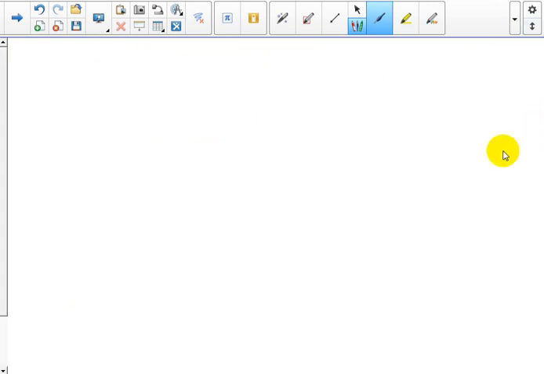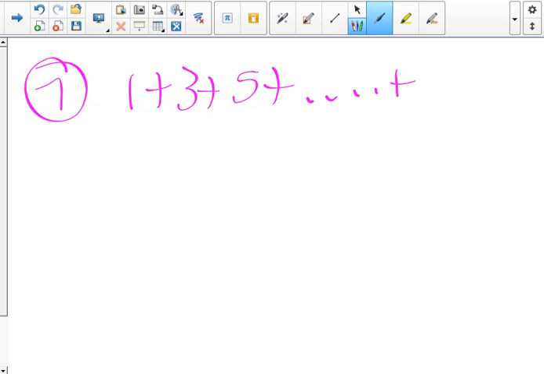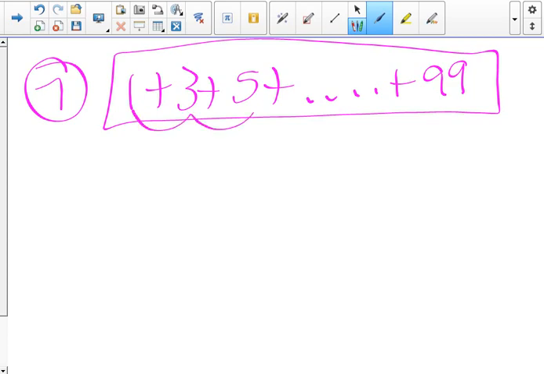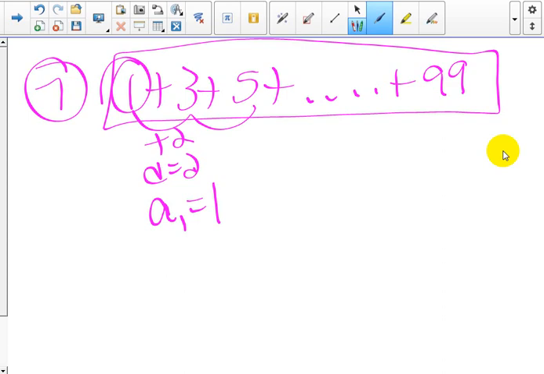So if we look at number 7 together and work the first one together, they've started it for us. It says find the sum of each finite arithmetic series. On number 7, they give us 1 plus 3 plus 5 plus ellipsis plus 99. So we know we've got a finite series, and the difference each time is plus 2, so our difference equals 2. Our first term is 1. And there are 50 terms, because if we're adding 2 and we go from 1 to 99, there's going to be 50 terms.